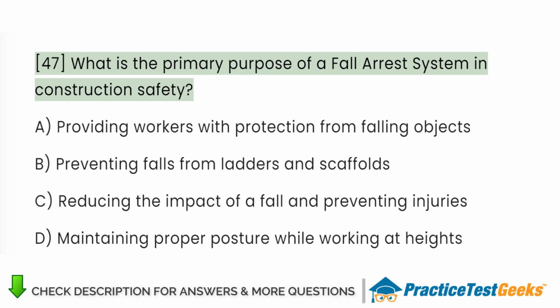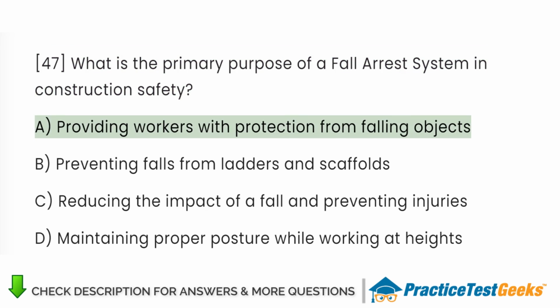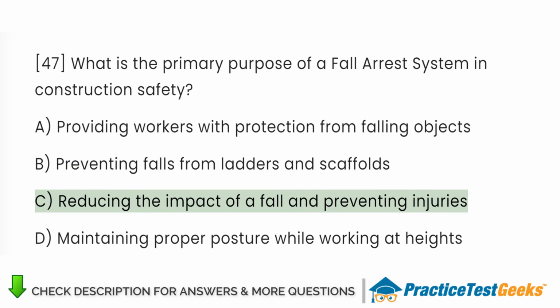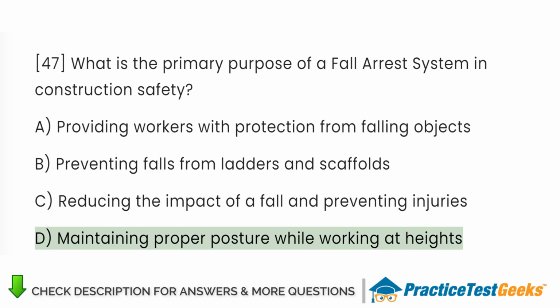What is the primary purpose of a fall arrest system in construction safety? A. Providing workers with protection from falling objects. B. Preventing falls from ladders and scaffolds. C. Reducing the impact of a fall and preventing injuries. D. Maintaining proper posture while working at heights.